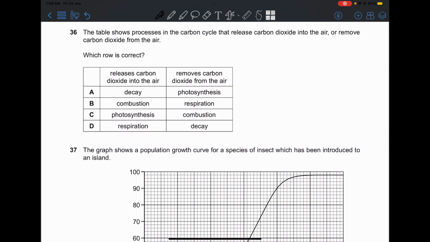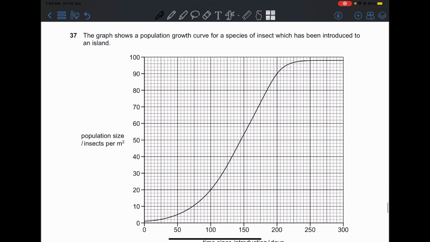So D. 36. The table shows processes in the carbon cycle that release carbon dioxide into the air or remove carbon dioxide from the air. Which row is correct? Now we know that the removal of carbon dioxide from the air is actually done by photosynthesis. So actually our answer is going to be A because this is the only row where there is photosynthesis, which is the correct answer as removal of carbon dioxide from the air. So A is going to be the correct answer.